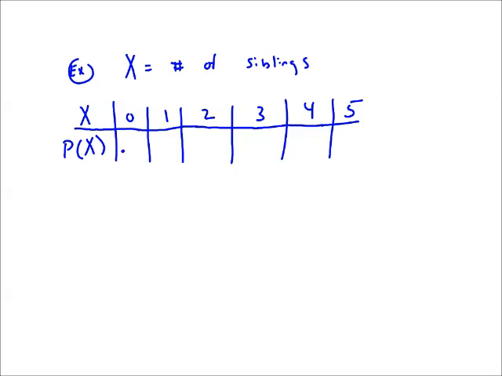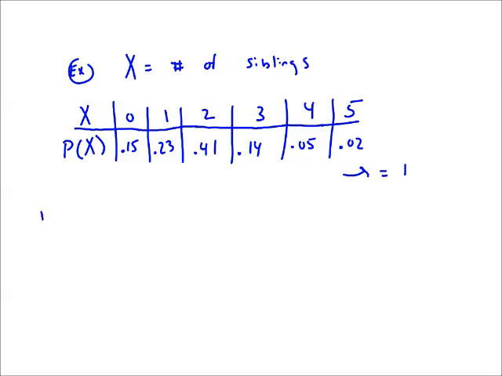So 0.15, so 15% are an only child. 23% have 1 sibling. 41%, 2. 14%, 3. 5%, and 2%. Now if you add up all these probabilities, it should equal 1. That is the requirement for a probability distribution. They must all be between 0 and 1, and the probabilities must all add up to equal 1.